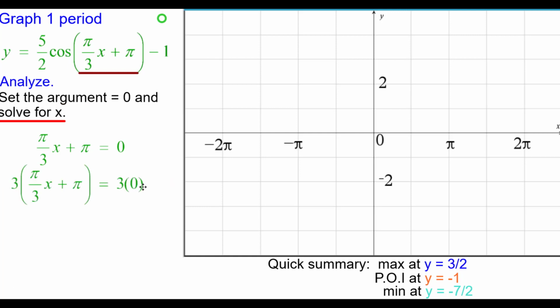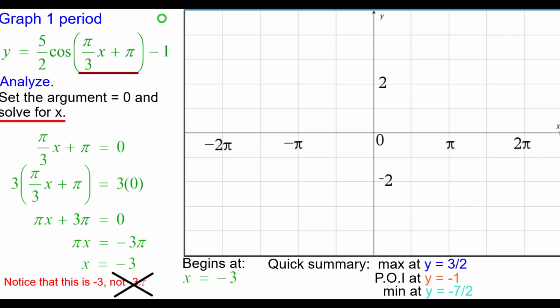Multiplying each side by 3, each term by 3, and then subtracting 3 pi from each side. And then finally dividing each side by pi, we get x equals -3. And notice that it's -3, not -3 pi, not in terms of pi, it's just -3. So this graph will begin at a max at x equals -3.